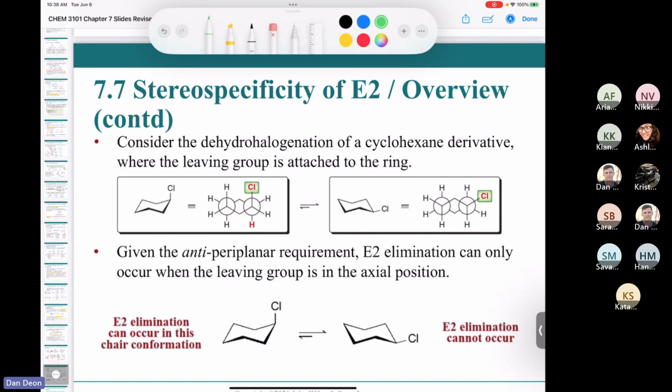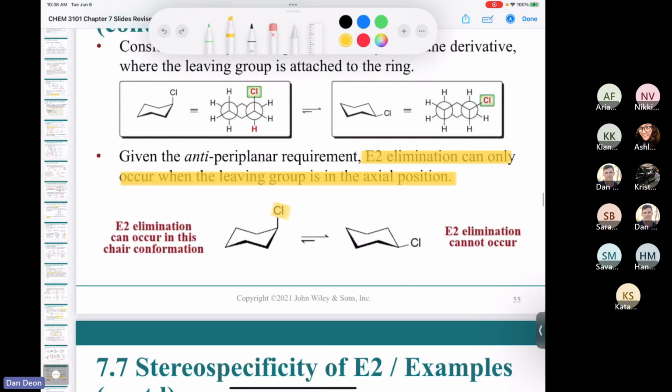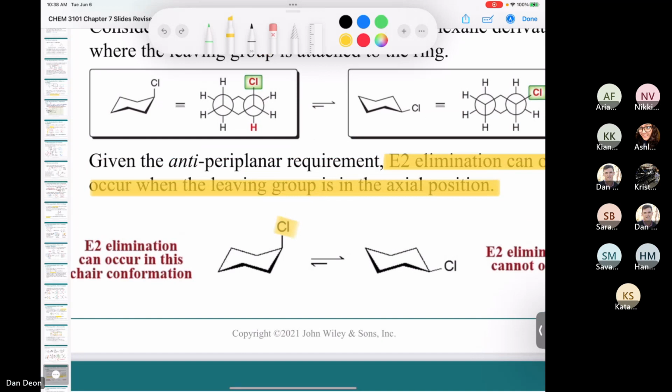It says, consider the dehydrohalogenation of a cyclohexane derivative where the leaving group is attached to the ring. Given the whole anti-periplanar requirement, an E2 elimination can only occur when you have a leaving group in an axial position. So this is the take-home message here. You can only have an E2 on a ring if the leaving group is in an axial position. If it's in an equatorial position, it doesn't happen. Okay, it's got to be axial. And if you're wondering why, it's because it's the only way you could have a leaving group being anti-coplanar to the proton.